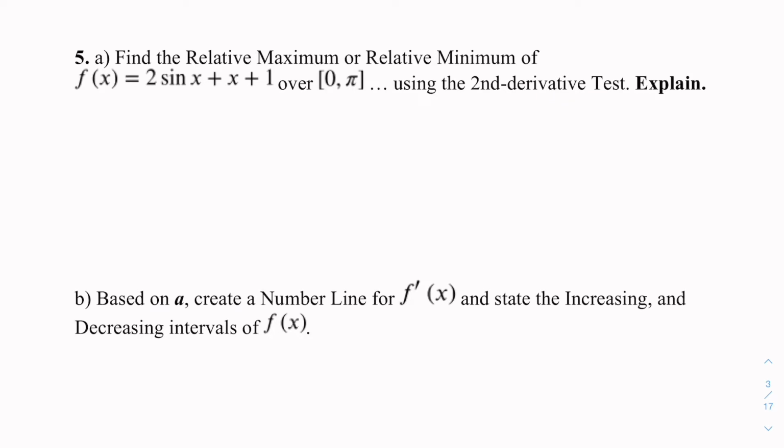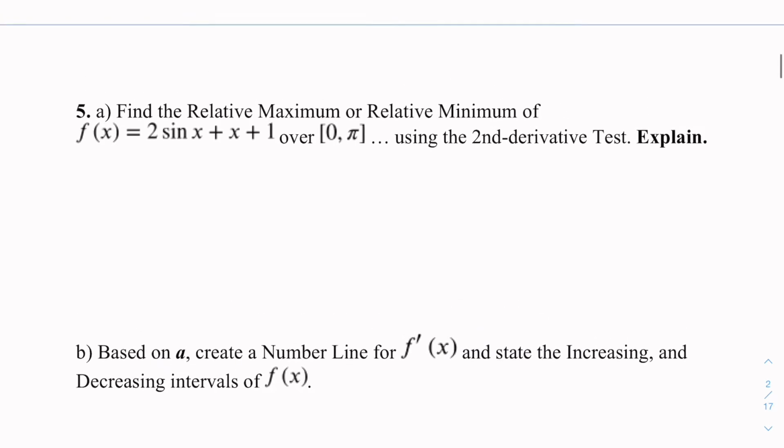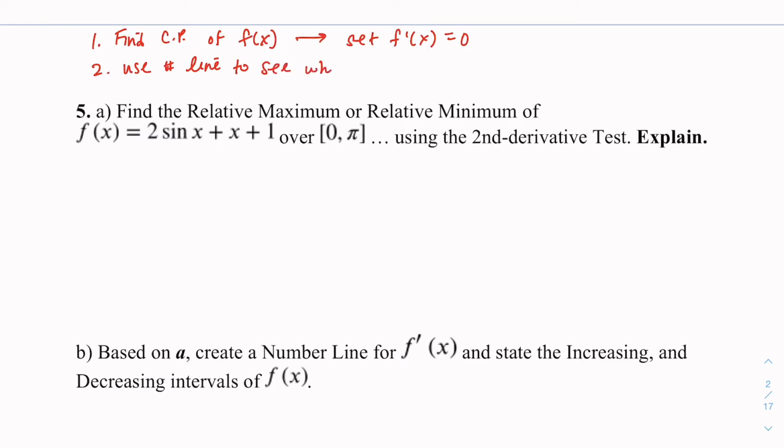So let's proceed as we normally would to find relative extrema. Step 1, find the critical points of f of x. How do we do that? We set f prime of x equal to 0. This is where we find the roots of the derivative. Step 2, we're going to use a number line to see where f prime of x switches signs.